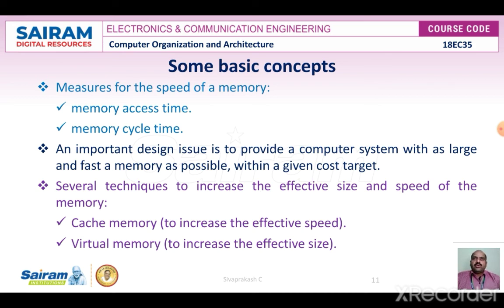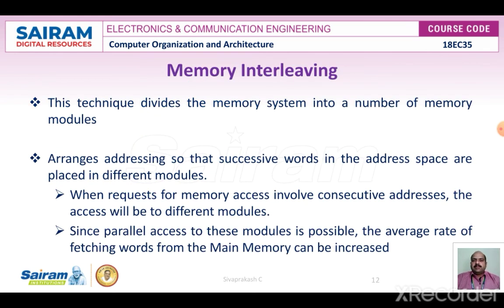Okay, we will see the next slide on memory interleaving. This is a technique which divides a memory system into a number of memory modules and arranges the addresses so that successive words in the address space are placed in different modules. When requests for memory access involve consecutive addresses, the accesses will be to different modules. Since parallel access of those modules is possible, the average rate of fetching words from the main memory can be increased.